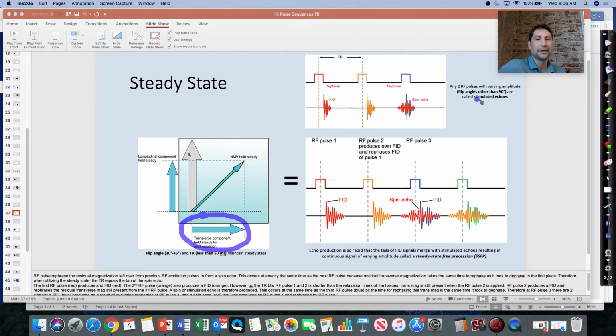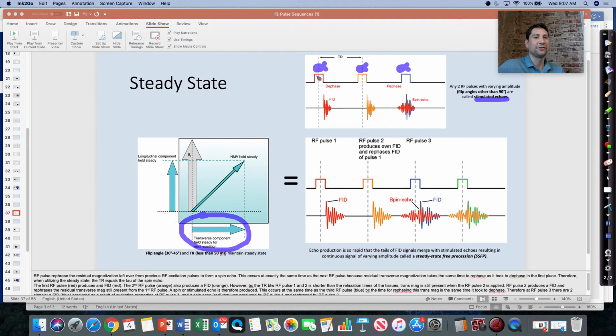A stimulated echo is created by 2 RF pulses. So your Hahn echo is created by a 90 and 180. In gradient echo pulse sequences, you don't have that 180, so you have 2 variable flip angles, which are denoted as alpha. So anytime you have 2 RF pulses that are less than 90 degrees, you're creating a stimulated echo. So the stimulated echo in this diagram is in red.